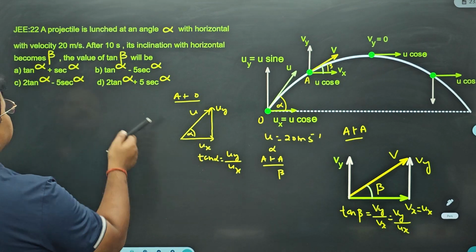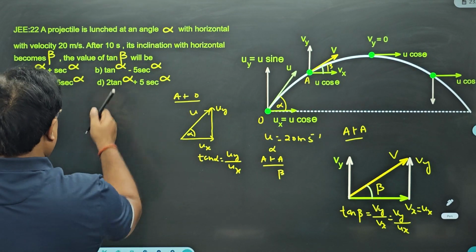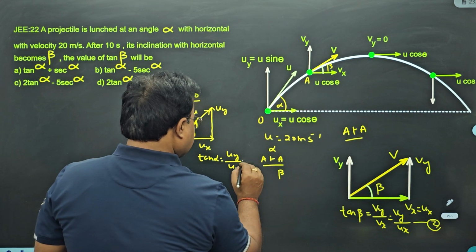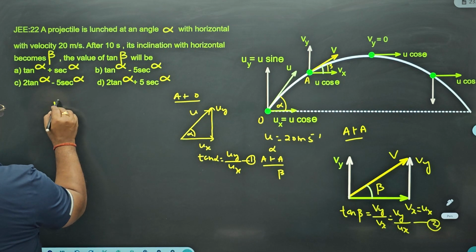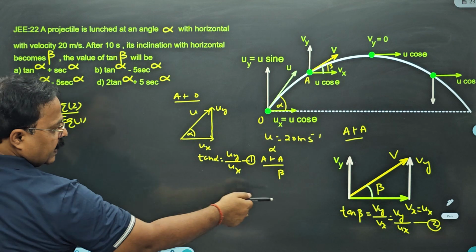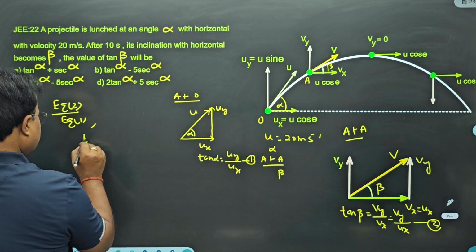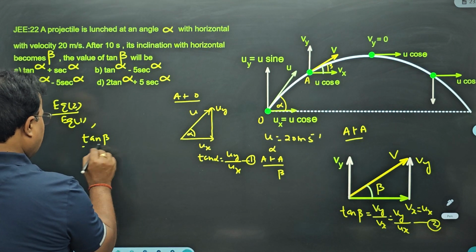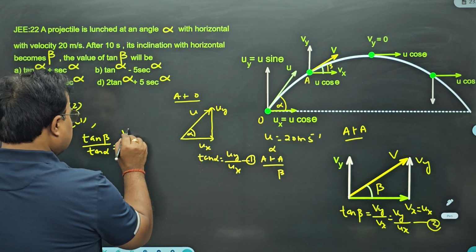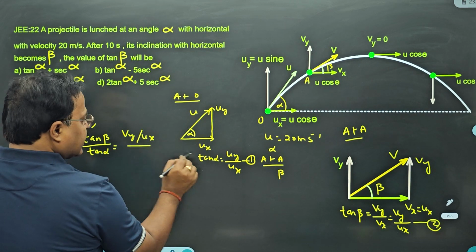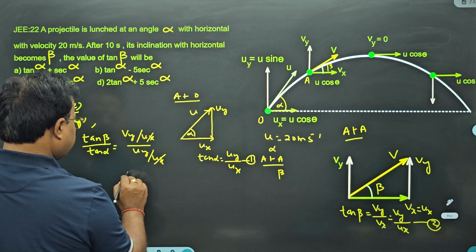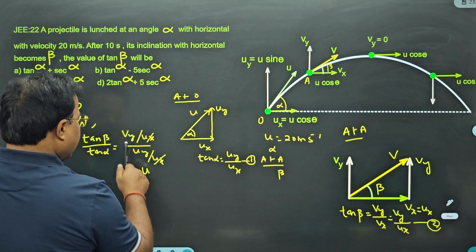Okay, my dear students, let us get back. We have to find tan beta. Suppose this is equation 2 and this is equation 1. What does equation 2 by equation 1 give? Equation 2 by equation 1 gives tan beta by tan alpha. What is tan beta? Vy by Ux. What is tan alpha? Uy by Ux. Ux cancelled.